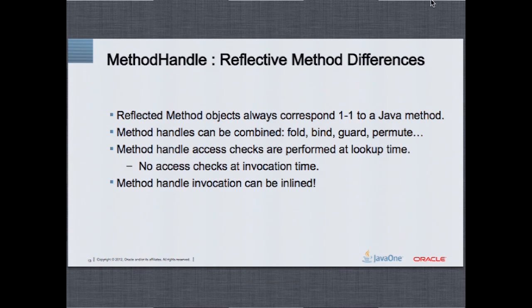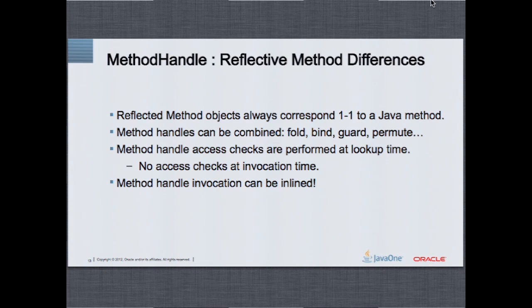The difference between method handles and reflective methods, in case you wonder, is that reflective methods always correspond one-to-one to a Java method. So if you have a method foo on a class, you can get a reflection method object that represents that method.